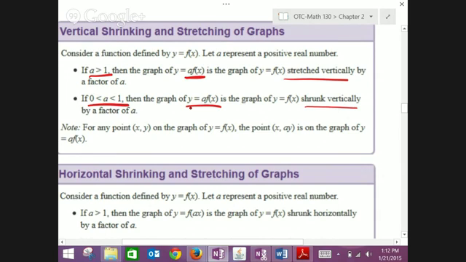You're only ever dealing with the y, though. The x stays the same. You're not manipulating the x in any way. So your domain stays the same. Your range is what's changing. And it changes pretty much what you would expect.